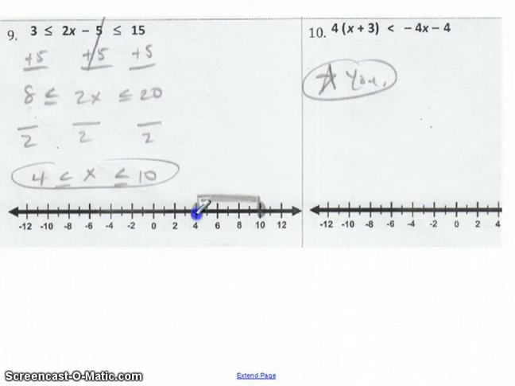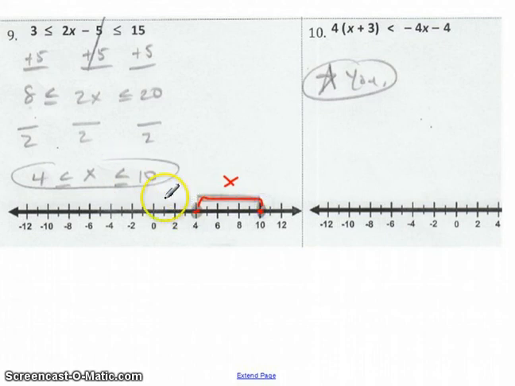I made a spot at 4, I made a spot at 10, and I realized x is between the 4 and the 10, so x is here. But it can't be to the left of 4, because it's more than 4. It can't be to the right of 10, because it's less than 10. So it can't be over here or over here. So basically what I do is just shade in between.